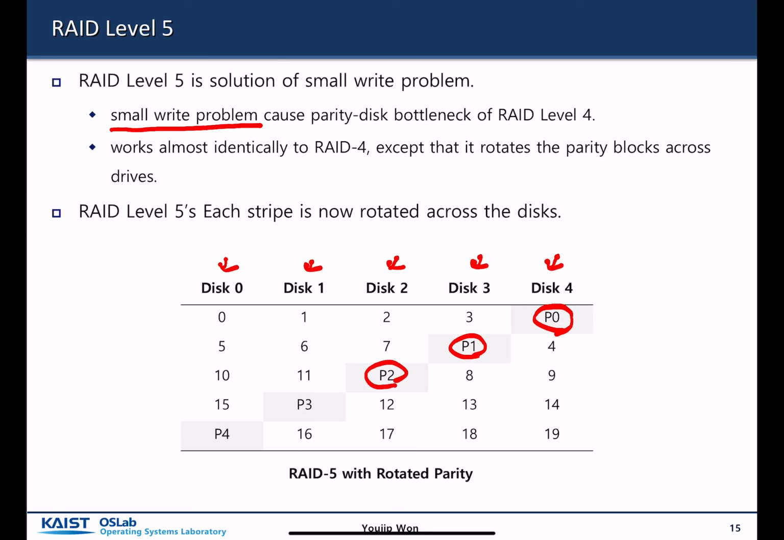So when writing the disk blocks, the writing starts from disk 0, 0, 1, 2, 3. And in the next write, the writing starts at disk 4. So the fourth block is written to disk 4, and the fifth block goes to disk 0, the sixth block goes to disk 1, and stuff like that. So as a result, the parity is distributed evenly across all the disks.